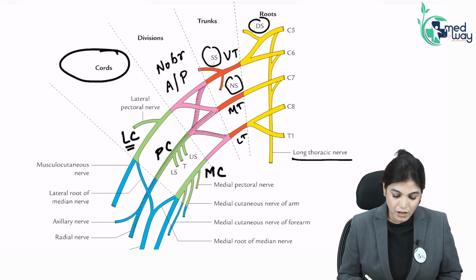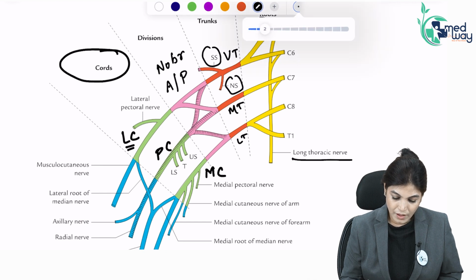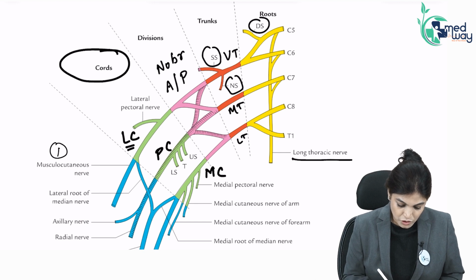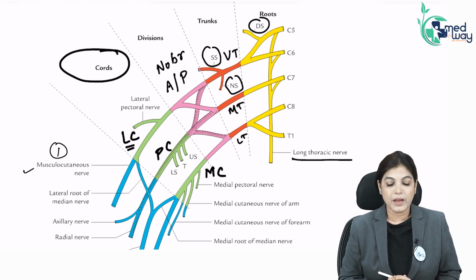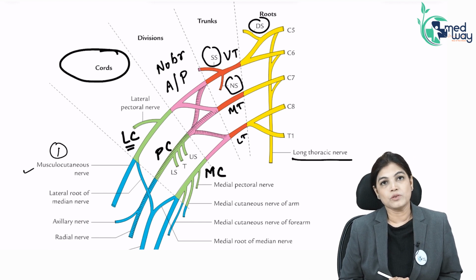If I talk about the lateral cord of brachial plexus, it is giving the following branches. It is giving musculocutaneous nerve. What is musculocutaneous nerve? A very important nerve giving innervation to the muscles of the anterior aspect of arm, that is BBC: biceps brachii, brachialis and coracobrachialis. These are innervated by musculocutaneous nerve.